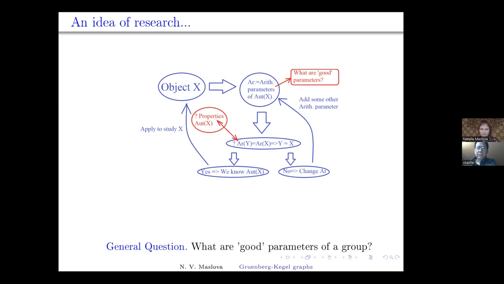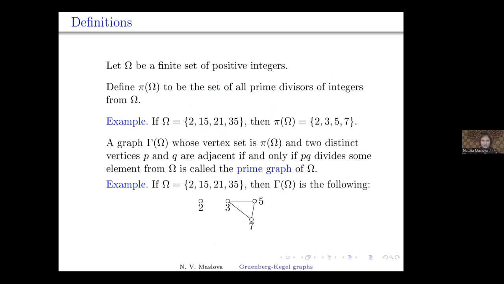From this point of view, let us look at some families of arithmetical parameters of finite groups and discuss what we can do here. Let omega be a set of positive integers. Define the prime spectrum of omega to be the set of all prime divisors of integers from omega. Let us consider an example: omega is 2, 15, 21, and 35, and its prime spectrum pi(omega) is 2, 3, 5, 7.